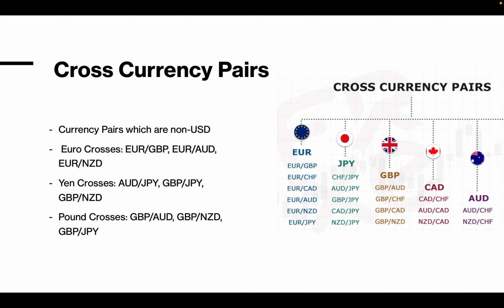For example, you got your euro crosses. You got your euro versus the Great British Pound, your euro versus Aussie dollar, your euro versus New Zealand dollar, and then you got your yen crosses, which is Japanese yen. So you got your Aussie dollar versus Japanese yen, your Great British Pound versus Japanese yen, your Great British Pound versus the New Zealand dollar, and then last but not least, you got your pound crosses. You got your Great British Pound versus the Aussie dollar, the Great British Pound versus the New Zealand dollar, and the Great British Pound versus Japanese yen.